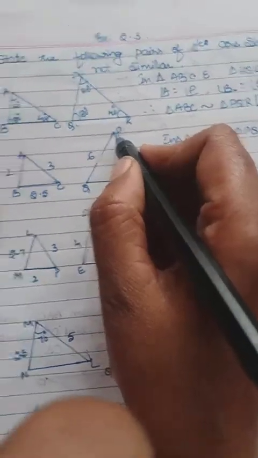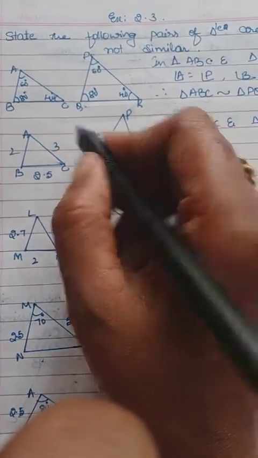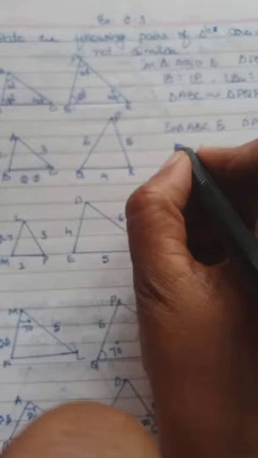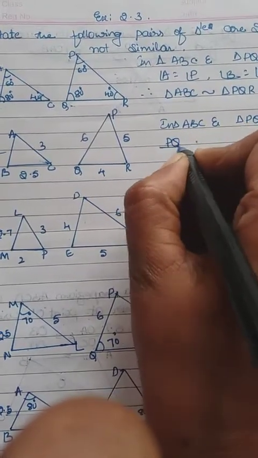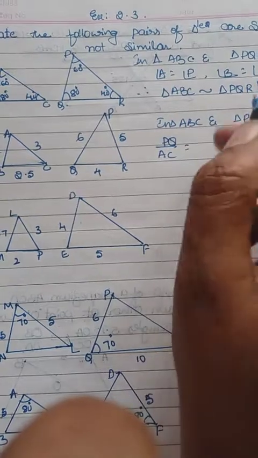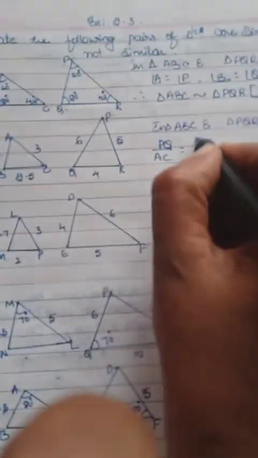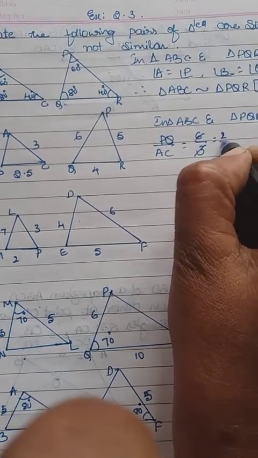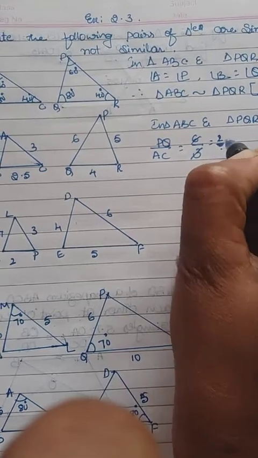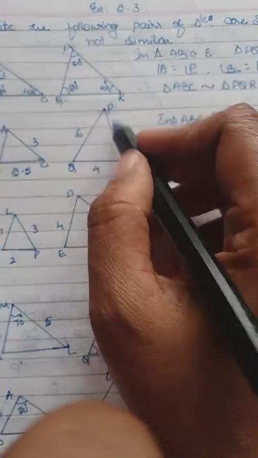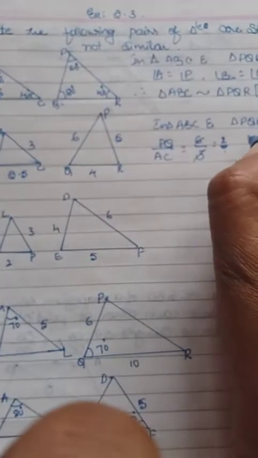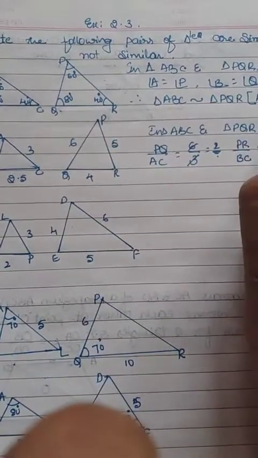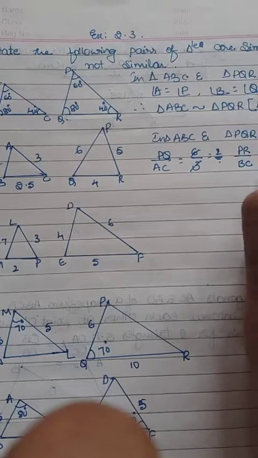So we can take the ratios of the sides. PQ divided by AC, because PQ corresponds to the side AC. PQ is 6 divided by AC is 3, so 3 ones are 3, 3 twos are 6, that means 2 divided by 1, that equals 2. And one more ratio we have to take, that is PR divided by BC. PR is 5 divided by BC is 2.5.